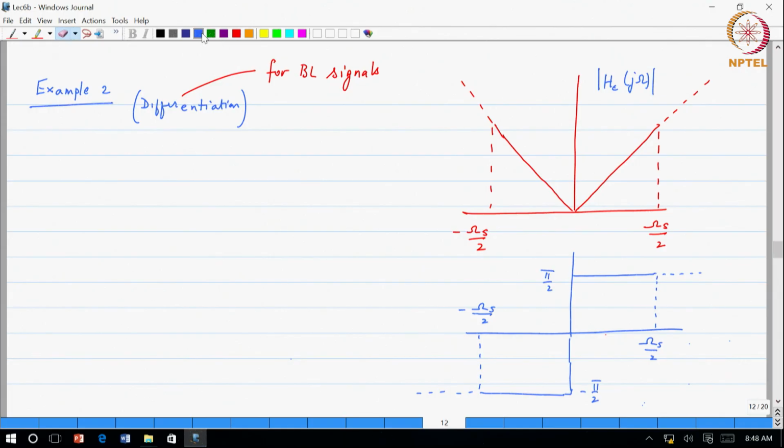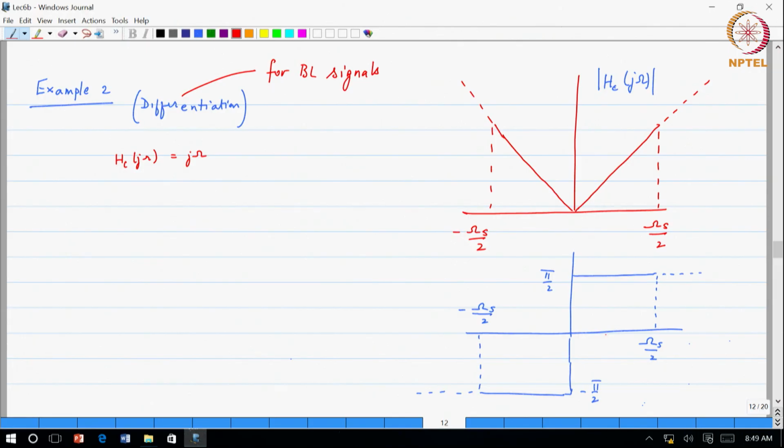Now, if my input signal is band limited, the ideal differentiator, if you recall, has got the following response. It is Hc of j omega equal to j times omega. So, basically it will be a line that goes at 45 degrees, that is the magnitude response, and the phase response will be plus pi by 2 for positive frequencies, minus pi by 2 for negative frequencies. Now, if your input signal is band limited to some value omega naught, you do not need to satisfy these properties beyond that.